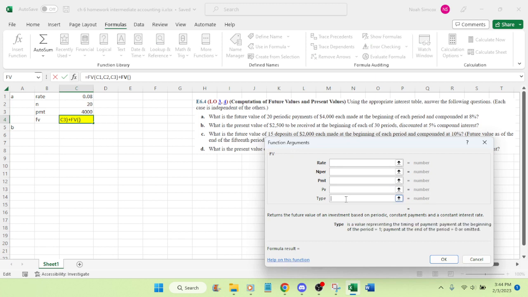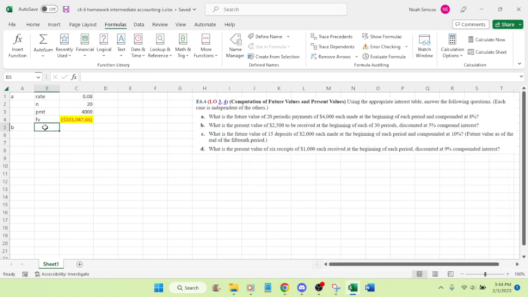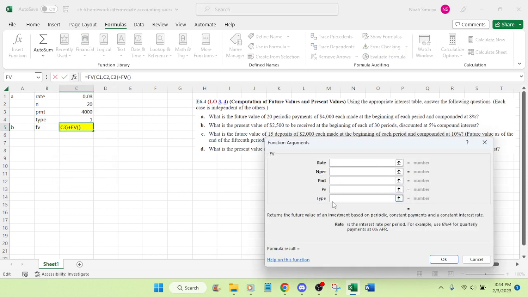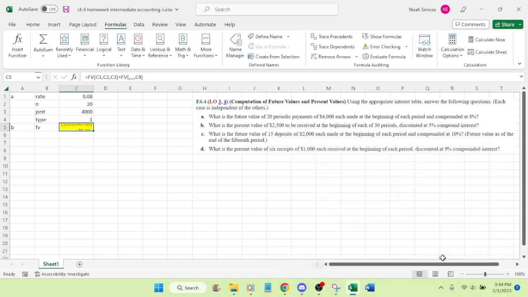The timing of payment. Oh, so we want a 1 there. We want the 1 for that one. So we failed. So type 1. So we want type 1 because it's beginning of each period. So now we have the correct answer.